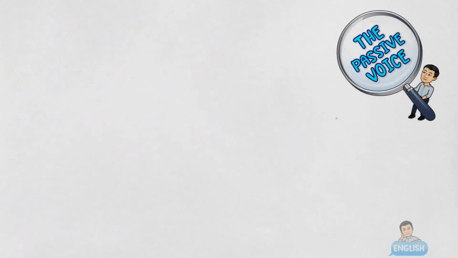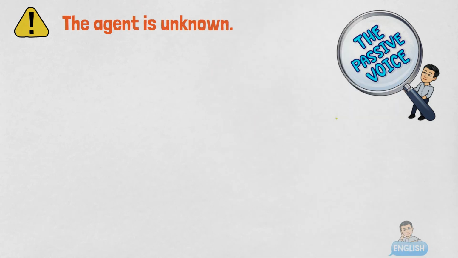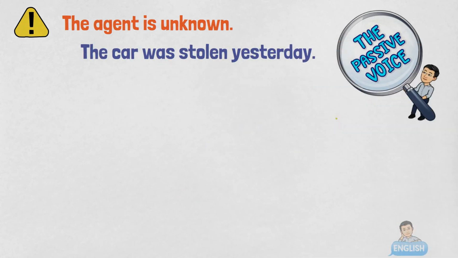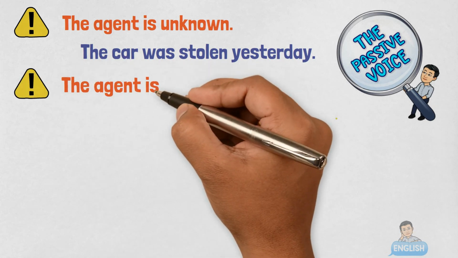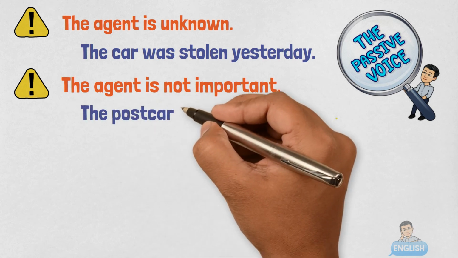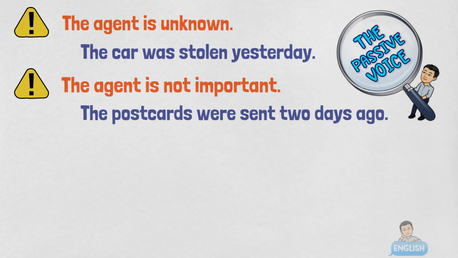Please remember that there are cases in which the agent is not mentioned in the passive sentences. Case number 1. The agent is unknown. For example, the car was stolen yesterday. We don't know who stole it. Case number 2. The agent is not important. For instance, the postcards were sent 2 days ago. It is not important who sent them.